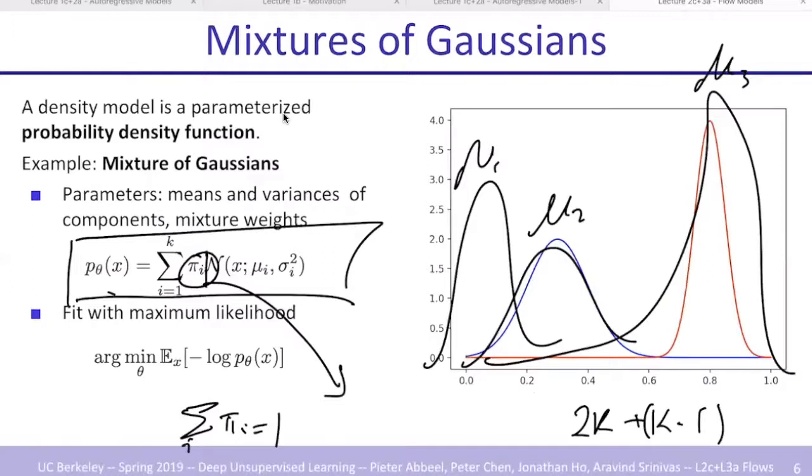Then you have this normal part, which is another 2k parameters that decide how you want to sample from a particular Gaussian distribution. Essentially this is the Gaussian distribution, and if you have taken a machine learning course before, you know that one way to train a mixture of Gaussians is by using expectation maximization. We're not going to go through that.